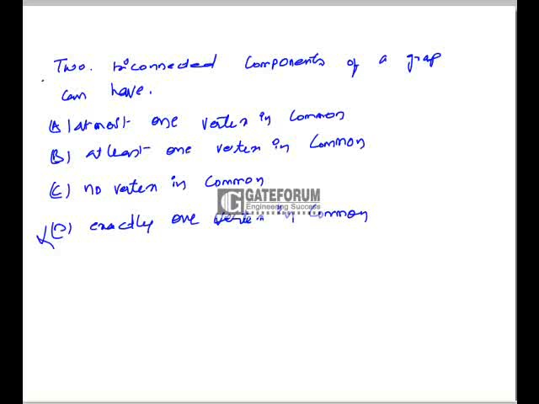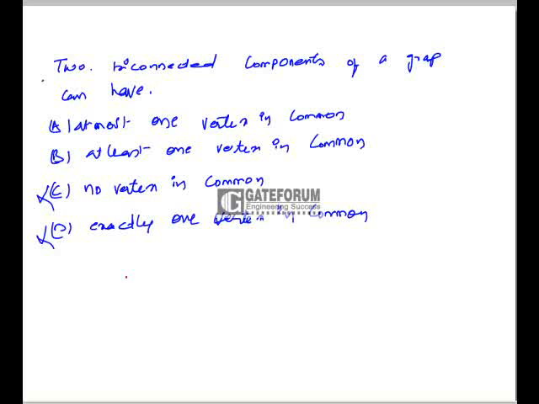A biconnected component is a component of a graph in which there won't be any articulation points. An articulation point is a point upon whose deletion the graph will be disconnected into two or more components. So here exactly one vertex in common is wrong. Why? Because we can have biconnected components of a graph with no vertex in common, so we can eliminate option D. Option C, no vertex in common, we can even eliminate this option also.